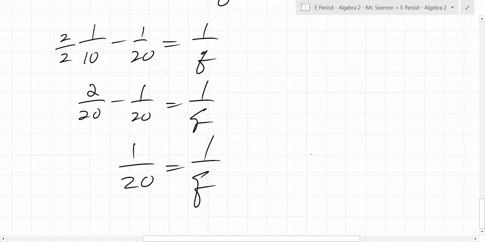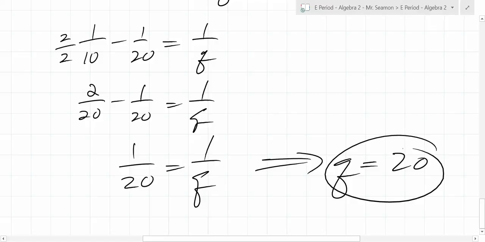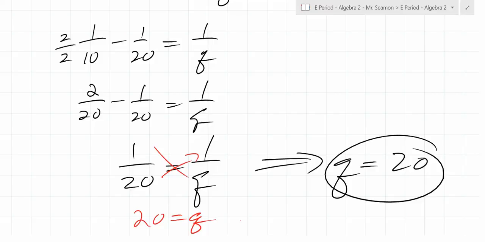Can someone just look at that and tell me what Q is? Q has to be 20. If 1 over 20 equals 1 over Q, what does Q have to be? If you want to prove it, you could cross multiply. If you cross multiply, what do you get? 20 is equal to Q. Is that exactly what we concluded? So this is a plug numbers in and solve.